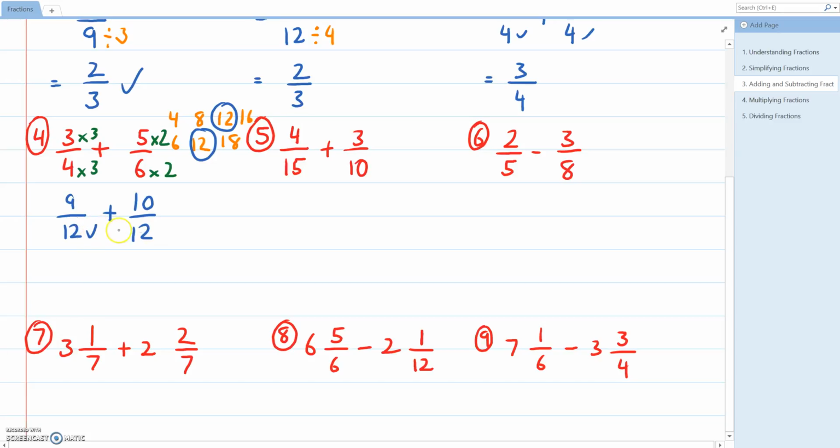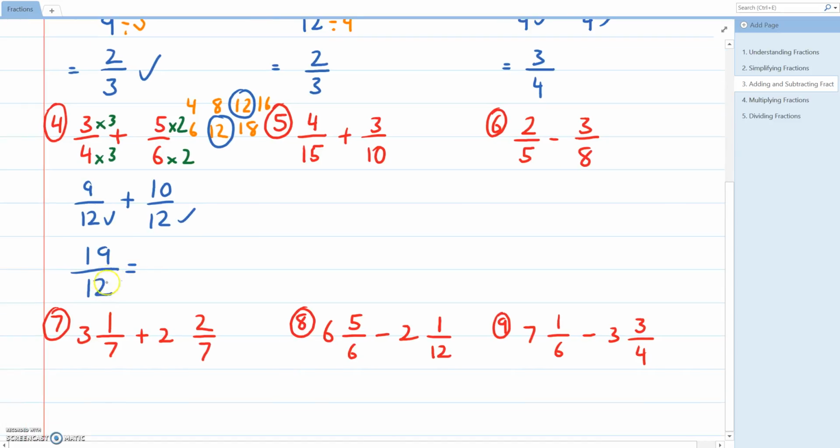And now that we have these common denominators, we can add our numerators. So 9 plus 10 is 19. Over our denominator, which doesn't change, 12. And if we wanted to write that as a mixed number, 12 goes into 19 just once. And the difference between 12 and 19 is 7. And we're left with 1 and 7/12. Bit of a tricky one.